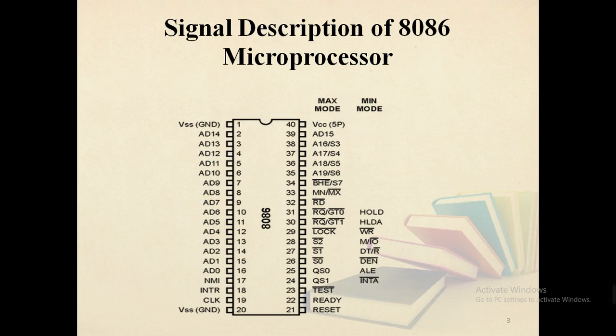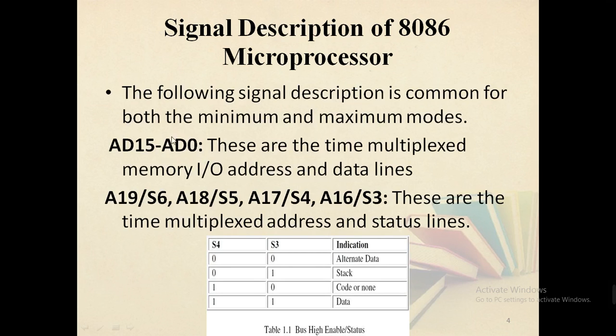Coming to the signal description, the following signal descriptions are common for both the minimum mode and maximum mode. The first pins are AD0 to AD15. These are time multiplexed memory, IO address and data lines. Address remains on the lines during the T1 state, while the data is available on the data bus during T2, T3, TW and T4. Here T1, T2, T3, T4 and TW are the clock states of the machine cycle. TW is the wait state.